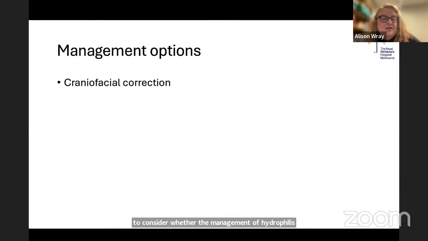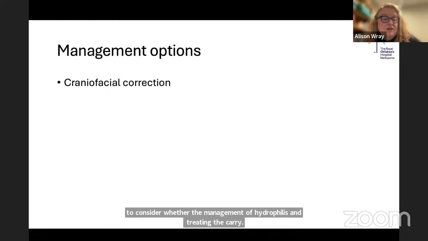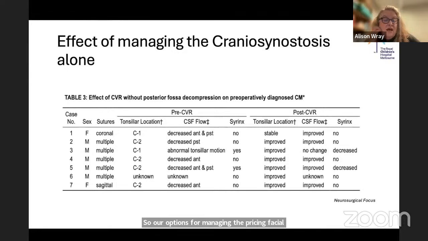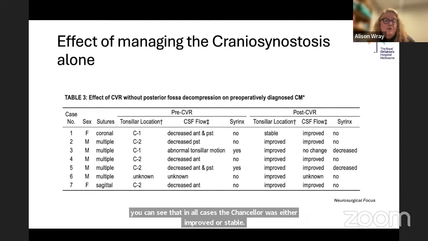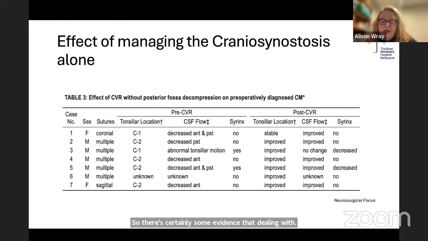So our options for managing the Chiari, firstly, craniofacial correction, particularly if there is a degree of disproportion. So if we look at the effect of managing the craniosynostosis alone, this is a series that looked at total vaults without a posterior fossa decompression in children that had a Chiari malformation prior to their surgery. And you can see that in all cases, the tonsillar herniation was either improved or stable. So there's certainly some evidence that dealing with the cranial volume can help in many cases to manage the Chiari.